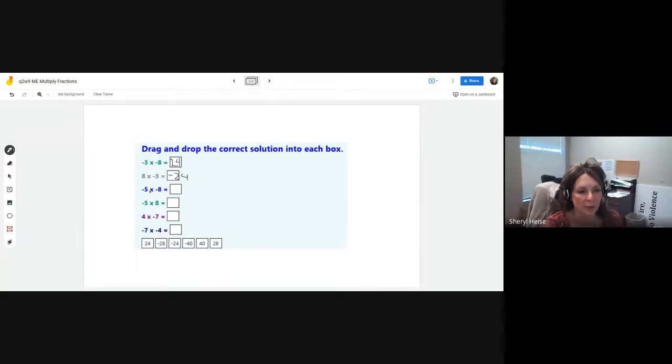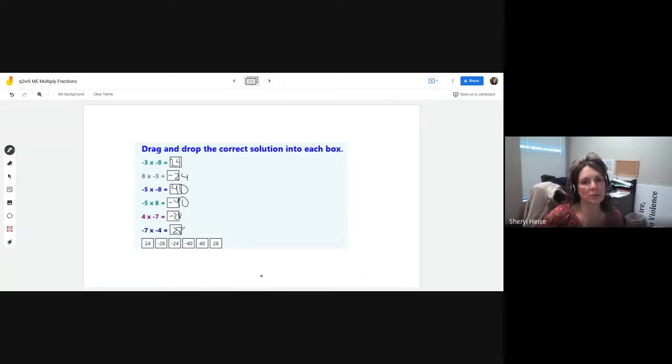Okay. The third problem, -5 times -8. You should immediately identify that they're both negative, and so the answer is going to be positive 40. And then -5 times +8 would give you -40. Okay, the last set of problems here, 4 times -7, positive times a negative, the answer is -28. And -7 times -4, they're both negative, your answer is positive.